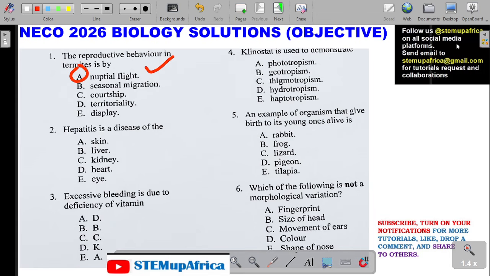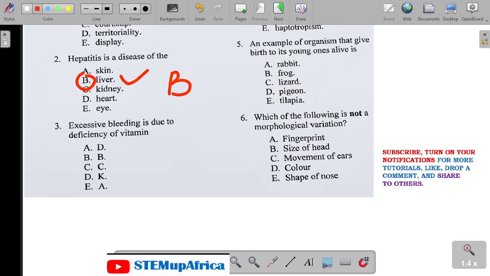Question 2, hepatitis, a disease of the liver. It's option B. Number 1 is A. Number 2 is B. It's a disease of the liver. Why is it so? Because hepatitis causes inflammation, and it is directly characterized by liver inflammation. So that is what hepatitis does to the liver. So the answer is B.